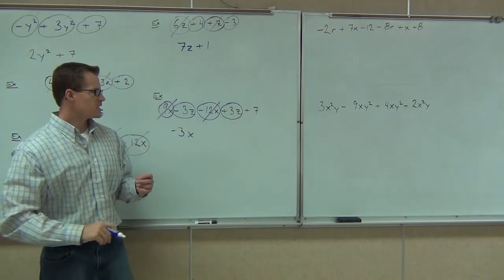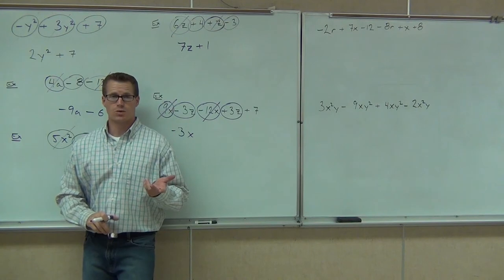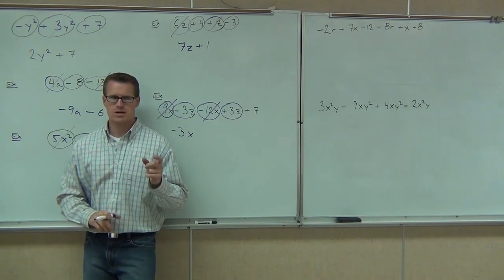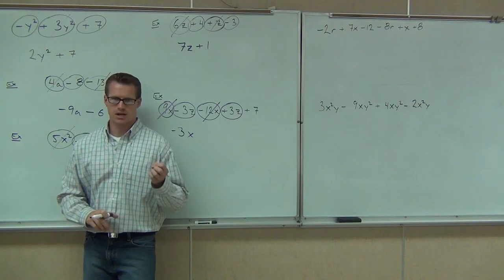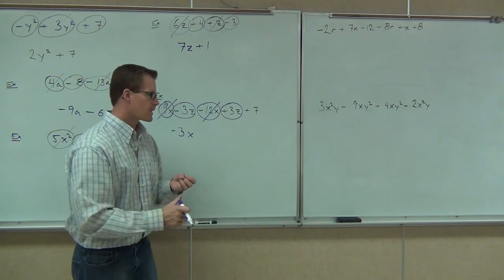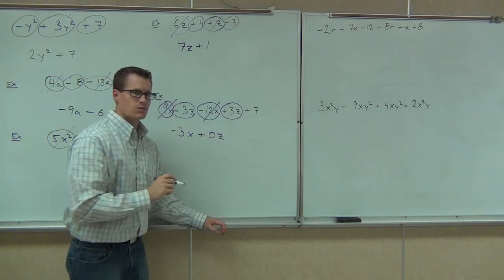So negative 3z and positive 3z. If you think about the addition rule, those have different signs, right? You subtract. 3 minus 3 is? Zero. Doesn't matter about the sign of the bigger number because there's no bigger number. You have 0. So what do you put down here? Plus 7. Plus. You could put plus 0z, right?